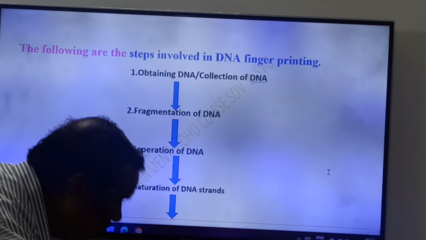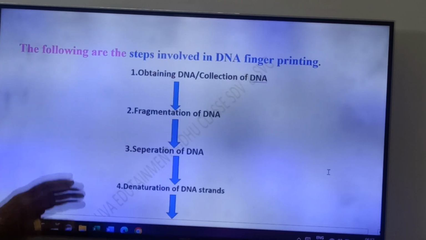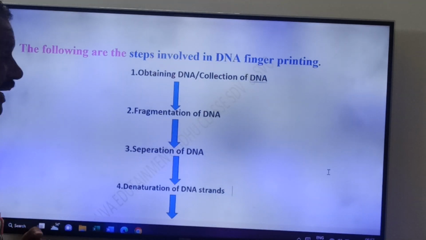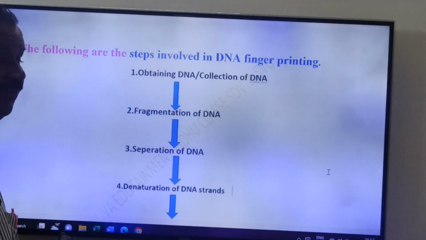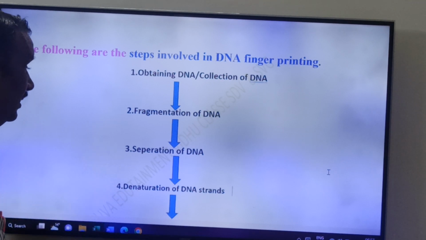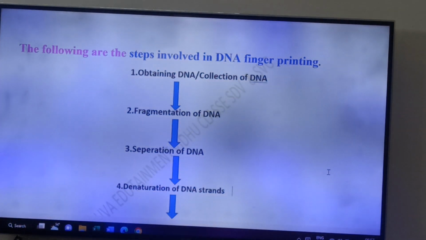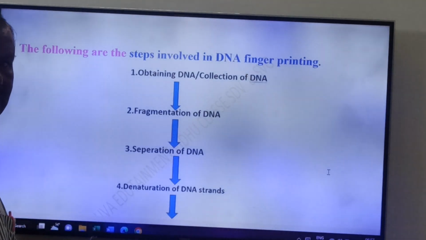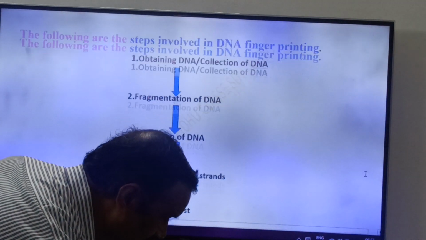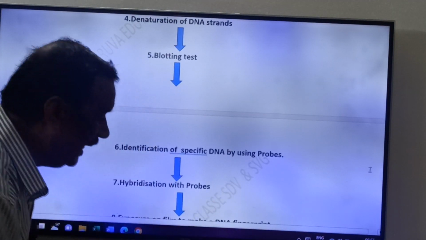Now come to the steps involved in DNA fingerprinting. First you have to learn these 8 steps by heart, friends. The first one is obtaining DNA or collection of DNA, friends. Second one, fragmentation of DNA. Third one, separation of DNA. Fourth one, denaturation of DNA. Fifth one, blotting test.